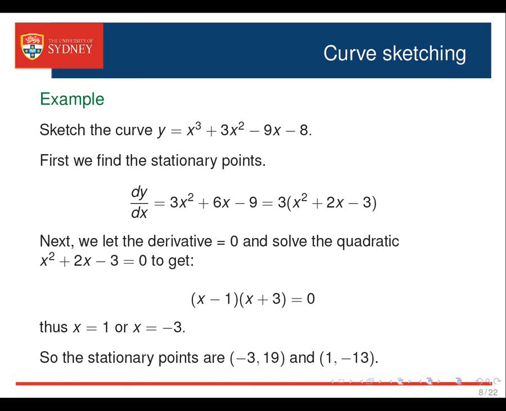So after substituting x equals 1 and x equals minus 3 into the original equation, we find the corresponding y values are minus 13 and 19. Therefore, the stationary points are (minus 3, 19) and (1, minus 13). So at these points, the curve is flat.